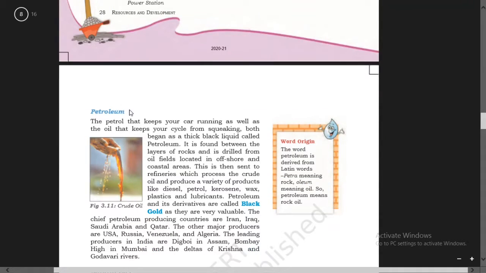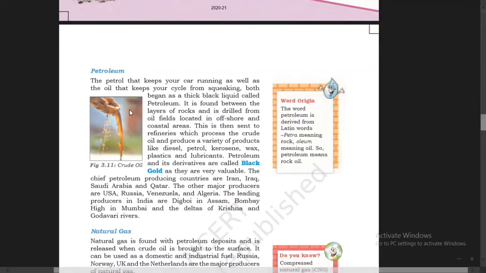Now let us see petroleum. The petrol that keeps your car running, as well as the oil that keeps your cycle from squeaking. The petrol that keeps your car running is with the help of petrol, boys, for the car to ply on the road. Squeaking means making a high-pitched sound.